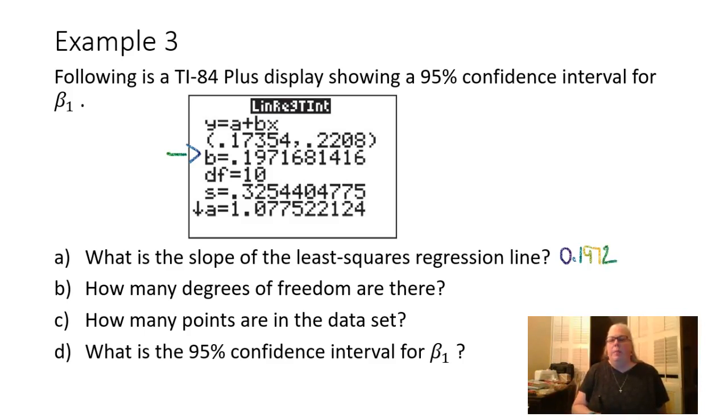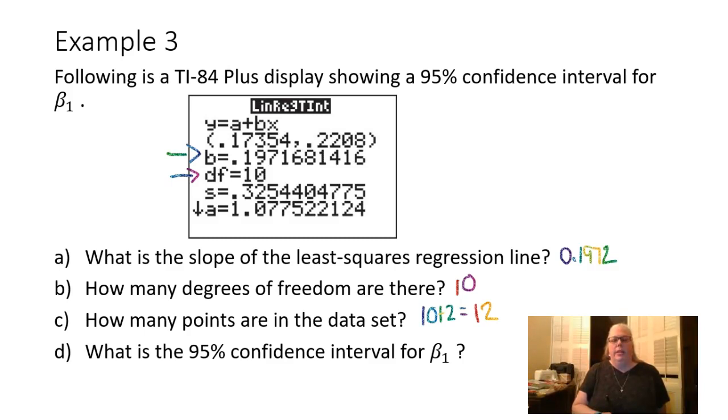Part B, how many degrees of freedom are there? Well, again, conveniently given to me right here. There are 10 degrees of freedom. C, this one's not quite as obvious. How many points are in the data set? Well, remember the degrees of freedom is n minus 2. So if I have 10 degrees of freedom, then 10 plus 2, or 12 points, must be in my data set.